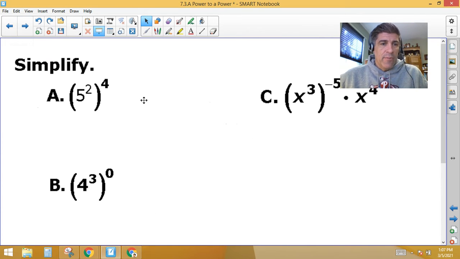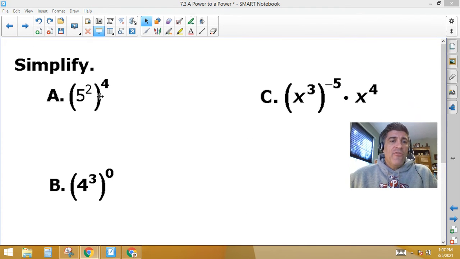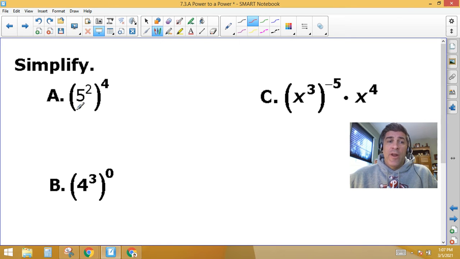A to the m to the n equals a to the mn. You can read it. I'll stop messing you up. All right, let's do some examples. First one, 5 squared to the fourth. We could expand it all out and write 5 squared, 5 squared, 5 squared, 5 squared. Let's not do that. What is the answer going to be? That's right. It is 5 to the 8th.